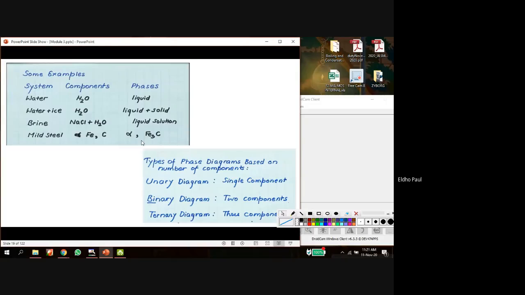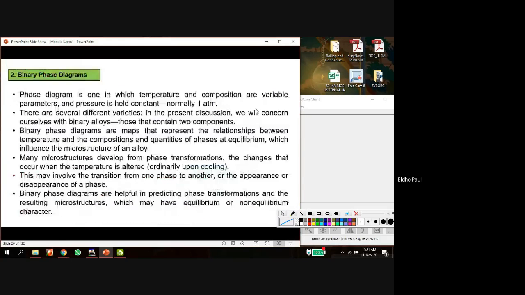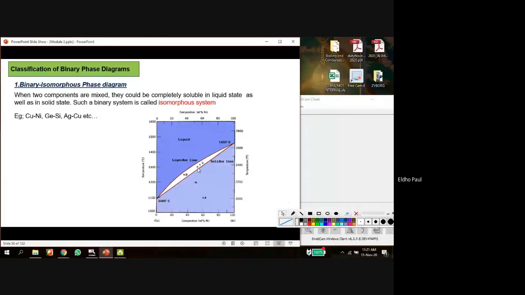Copper nickel is not homogeneous throughout the temperature. For copper nickel, we can see this one. This is the graph of copper nickel.